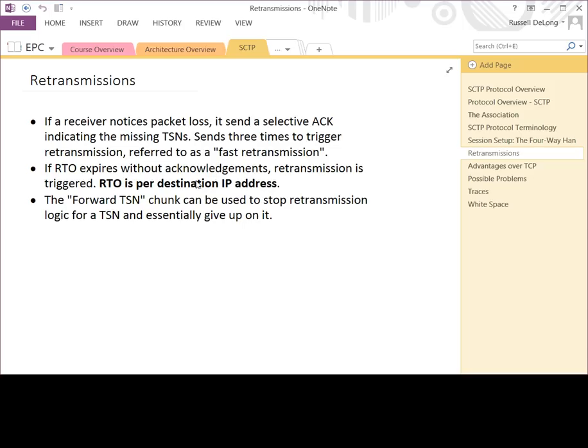And then the second point is almost the same thing. If the RTO, the retransmit timeout timer, expires without acknowledgements, retransmission is triggered. The way these two operate: A sends something to B, and keeps track of an RTO timer, saying, I'm waiting for an acknowledgement because I sent this data chunk with TSN 25. I'm waiting for him to acknowledge 25 or send a cumulative acknowledgement of something greater than 25 without saying he hasn't received 25. If that waiting time expires, this RTO expires, he's going to resend it.